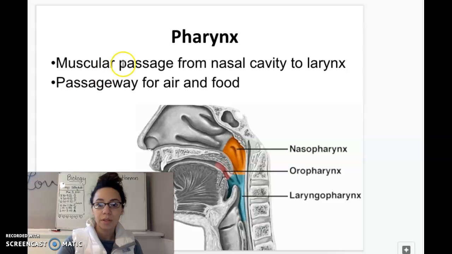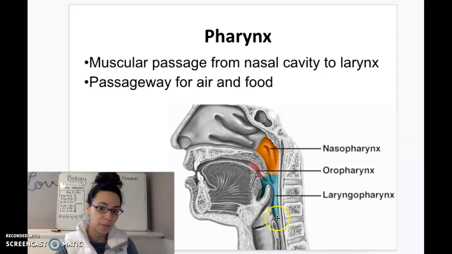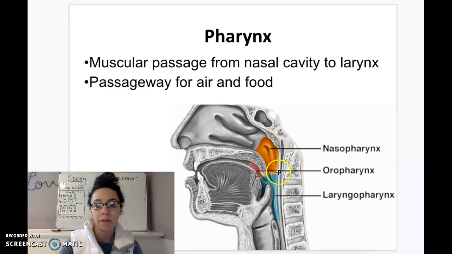Then we move down into the pharynx. And again, the pharynx is the muscular passage from nasal cavity to larynx. And it's a passageway for both air and food here. Okay, so we haven't divided into the trachea and esophagus yet. Back here is where the esophagus is. So up here is the pharynx. So we're still in the middle.